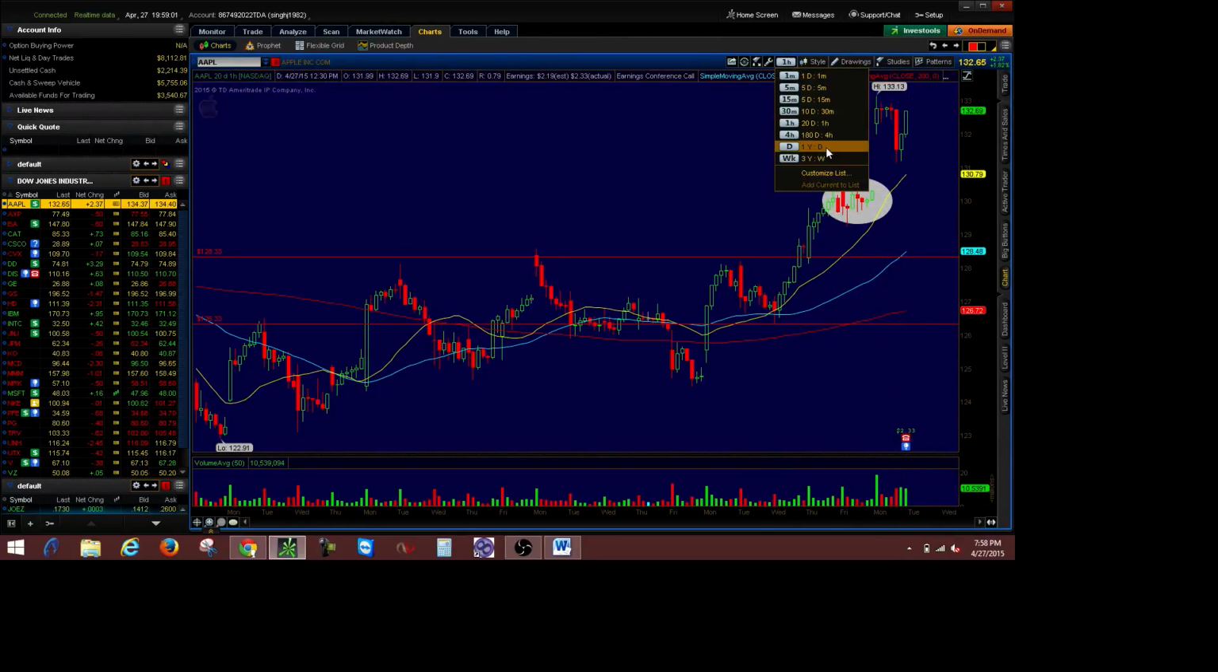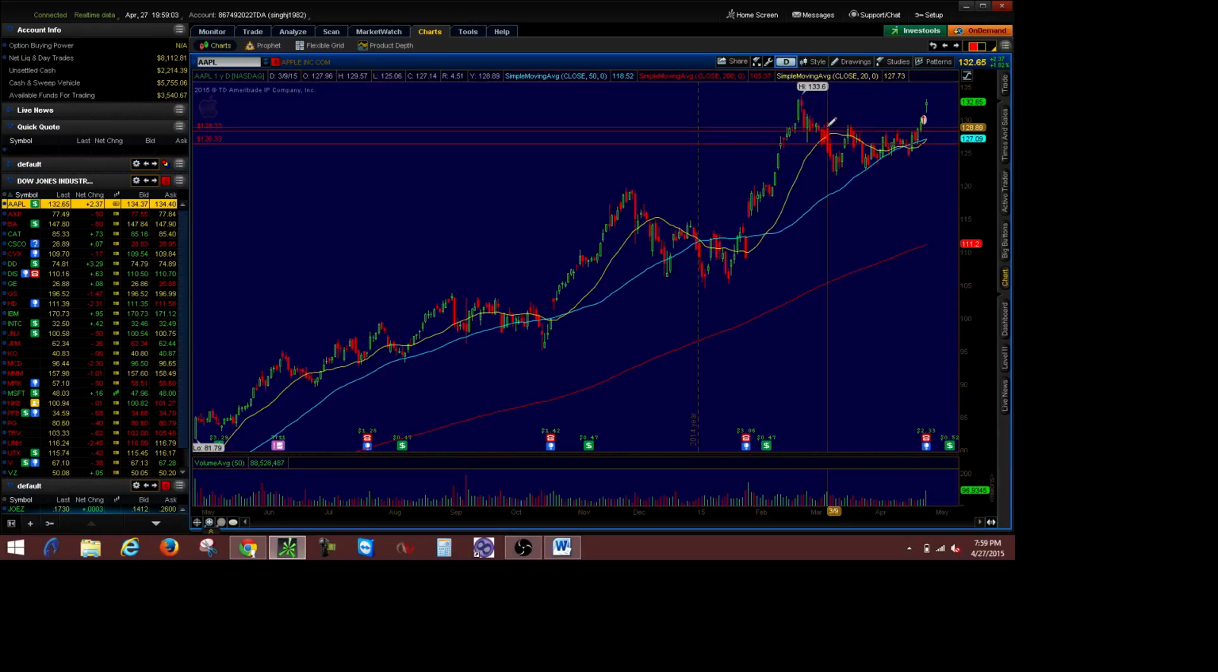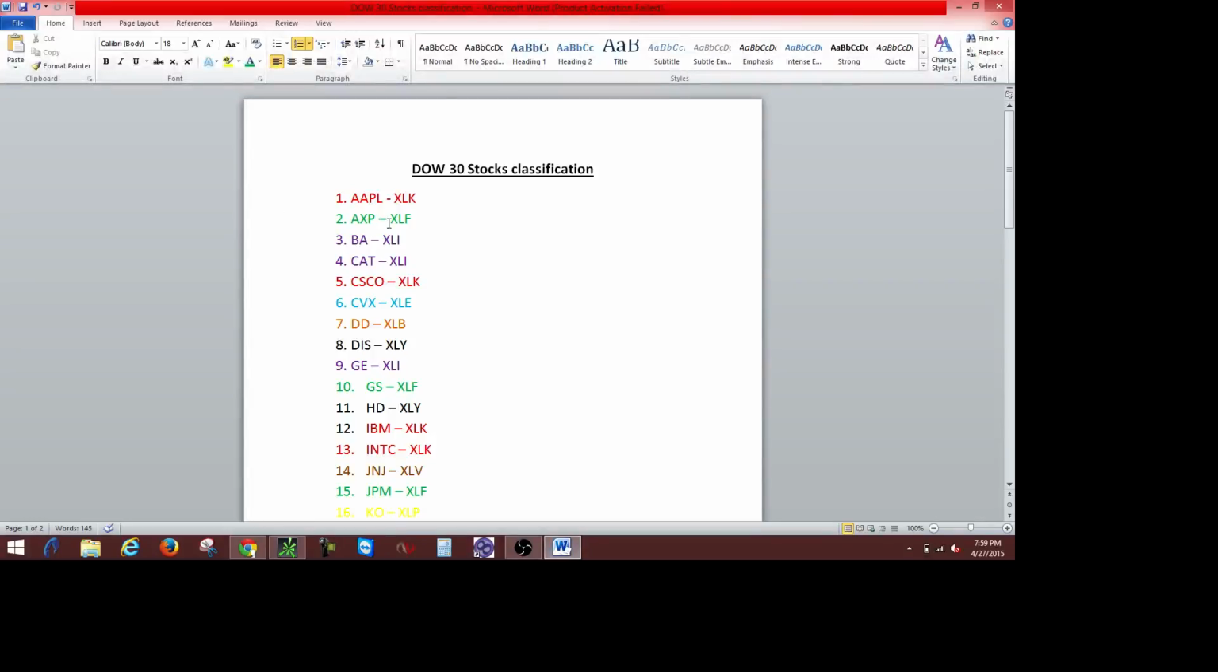But like I said, I'm just pointing out some trade setups where, if the price were to come here, this would be a good setup to go long. So that's just Apple. Next one is AXP.